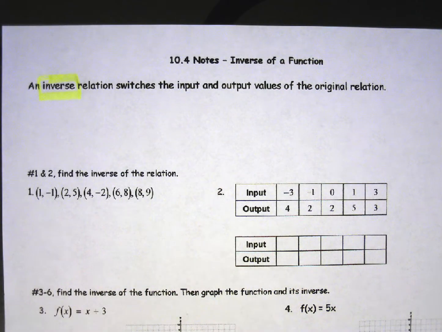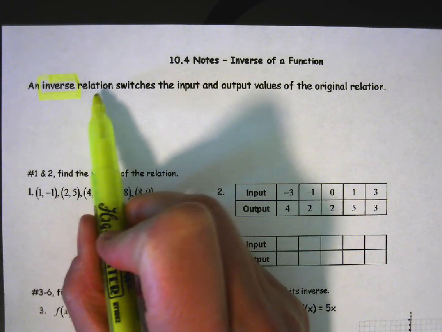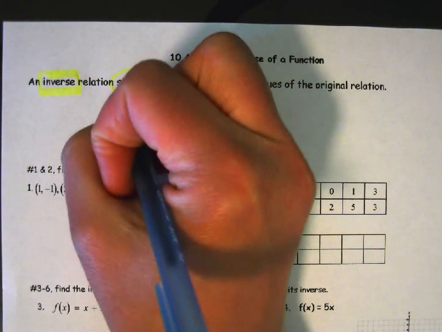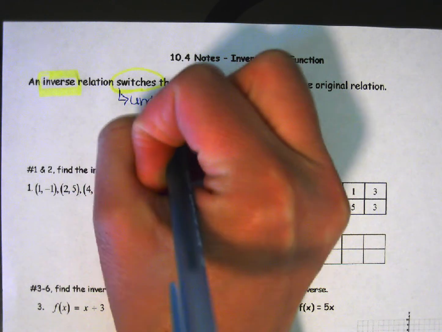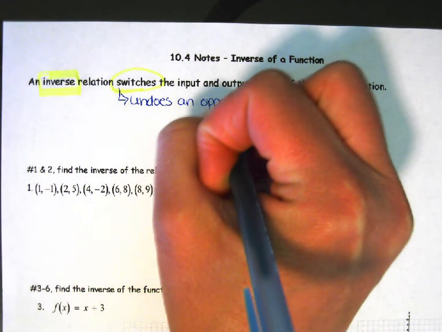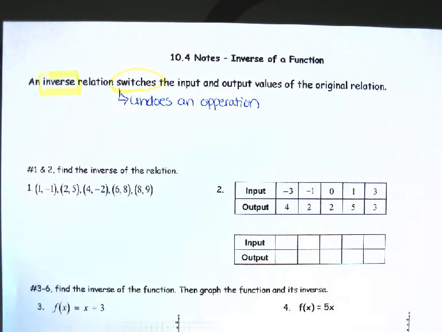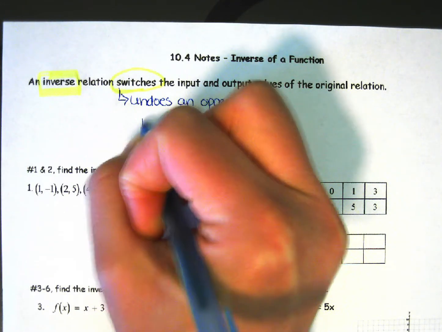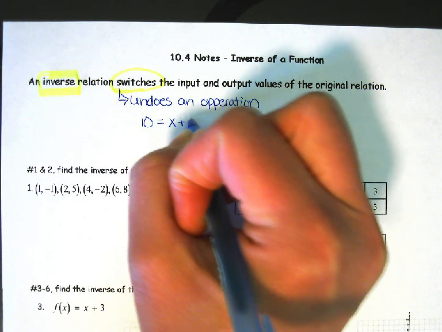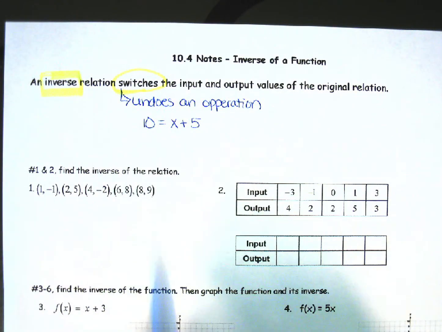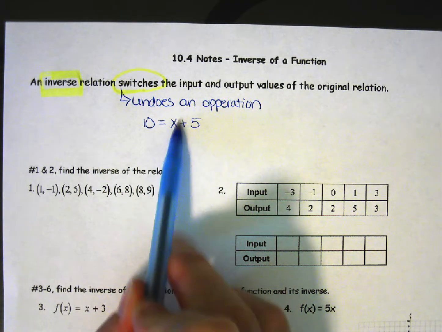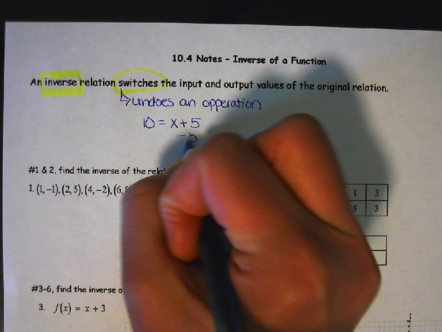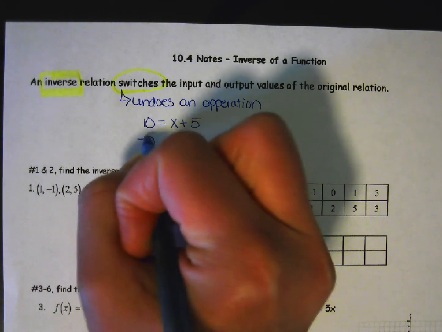So first, an inverse really is just something that switches, or sometimes I like to think of it as it undoes an operation. So for example, if you had an operation where you had 10 is equal to x plus 5. To get this x alone, you have to undo this symbol. And the only way to undo it is to do the opposite, which is a minus. So then you would subtract the 5 from the other side as well.